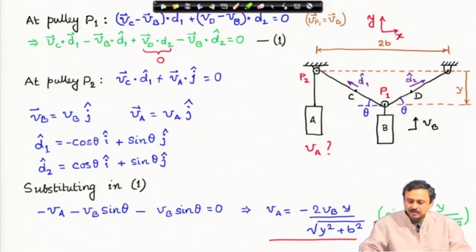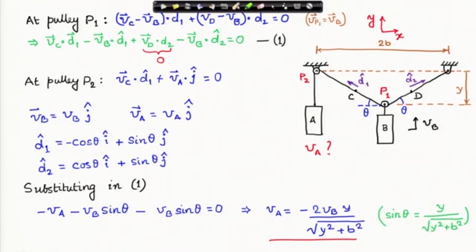Now, I have written sin theta in terms of y and b. This much is b and this is y. Therefore, this is theta, so sin theta should be y divided by under root of y square plus b square. So, that is the expression of sin theta, and this is our answer. This relates velocity of block B and velocity of block A in terms of y and b.